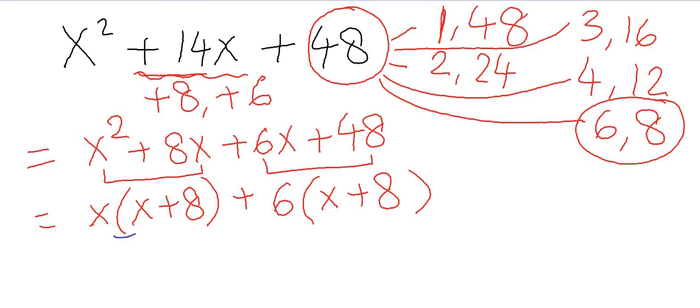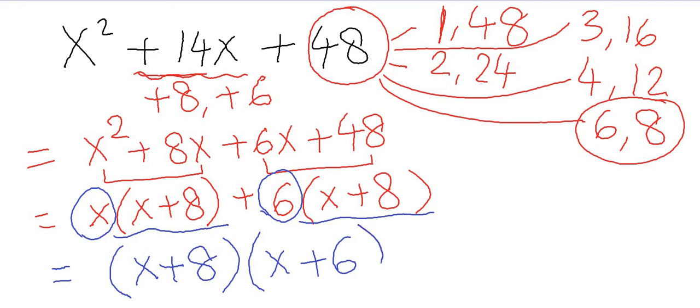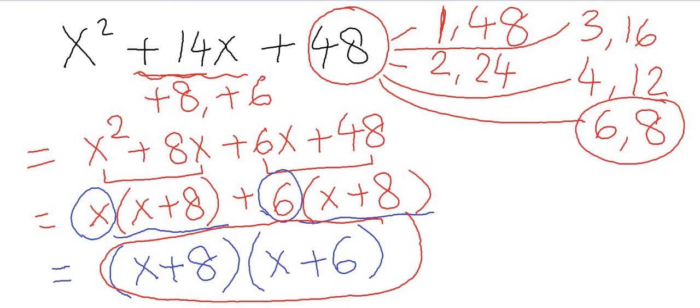Okay, now you can see that x plus 8 and x plus 8 are common. So you can take x plus 8 common. And then in parentheses you are left with x plus 6, right? So this is your answer then, x plus 8 times x plus 6.